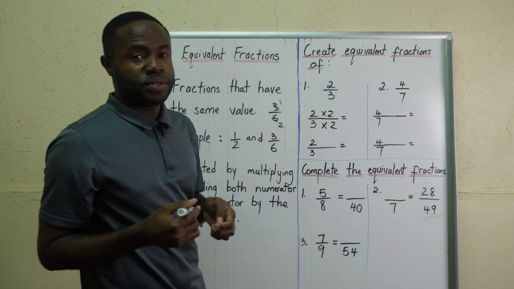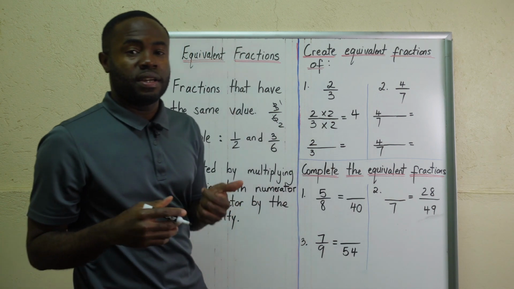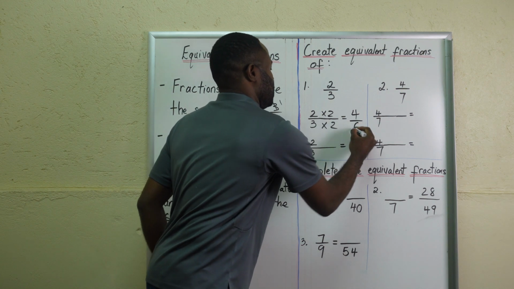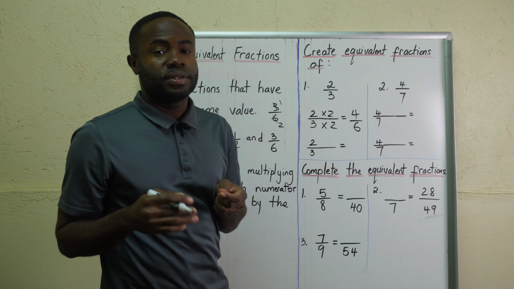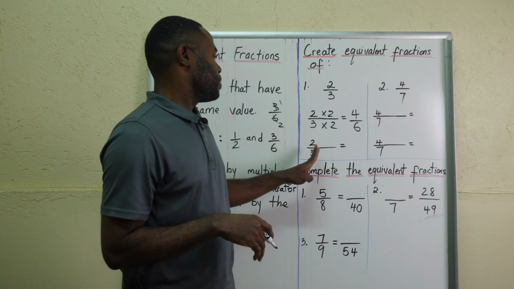Now 2 times 2 is equal to 4 and 3 times 2 is equal to 6. That simply means that 2/3 is equivalent to 4/6. Let's try another example with 2/3.